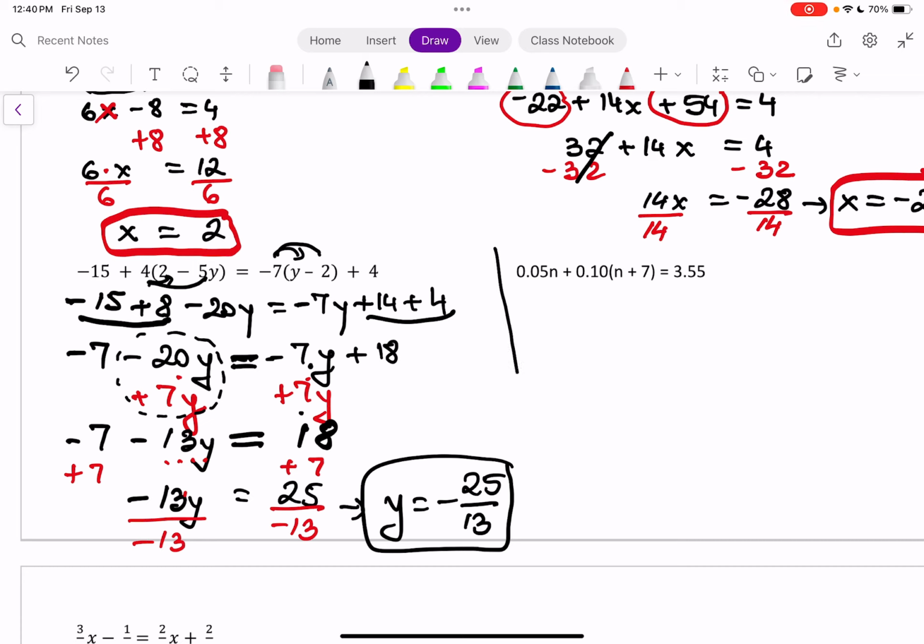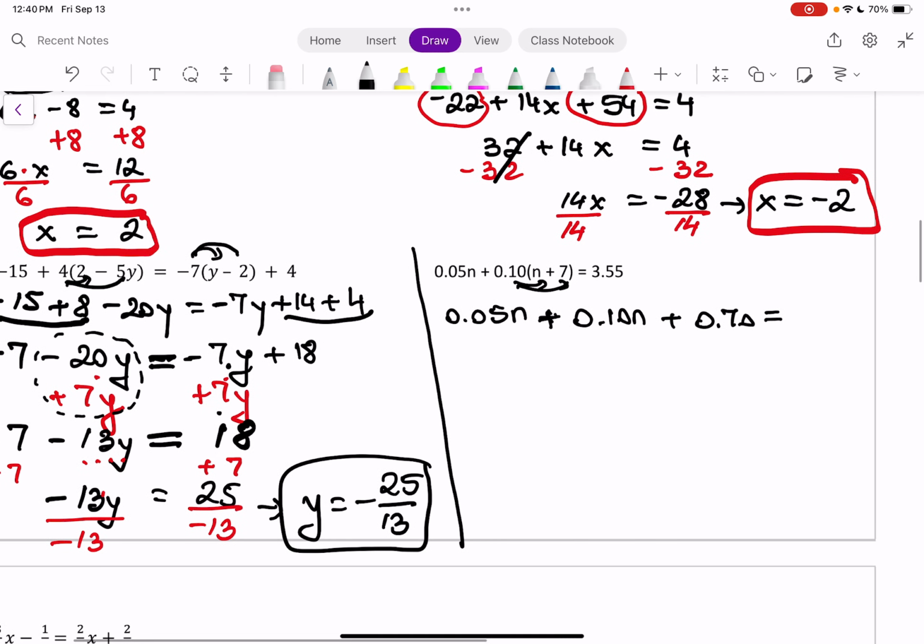Okay. So here it is, 0.05n distribute plus 0.10n plus 0.70 equals to 3.55. Combine like terms, so that's going to be a 0.15n.